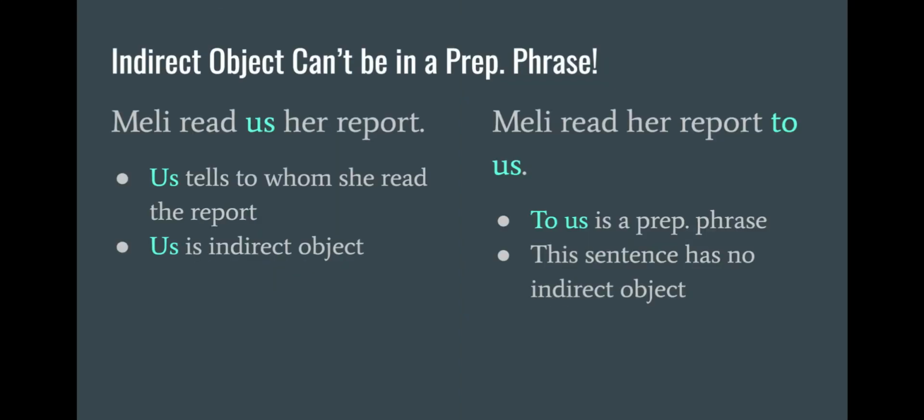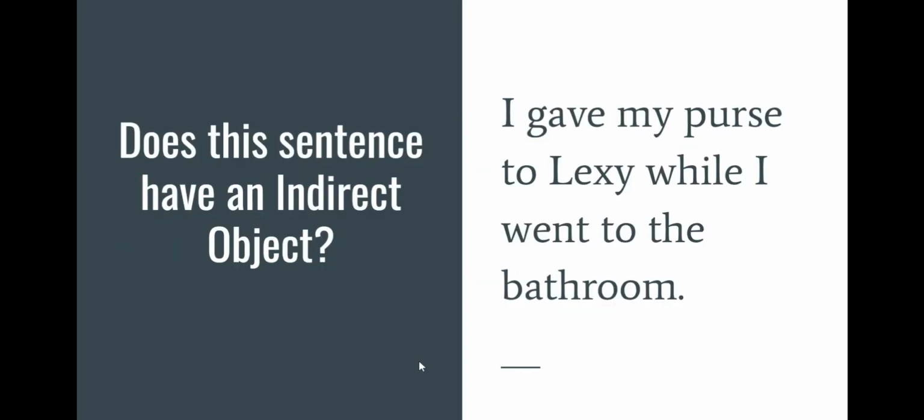Just like everything else, the indirect object cannot be inside a prepositional phrase. So the example from the first slide, Melly read us her report, has us as the indirect object because it tells to whom she read the report. On the other hand, if you said Melly read her report to us, that is a prepositional phrase. So this sentence has no direct object. If what you think is the indirect object comes right after the word to or right after the word for, it's not actually going to be an indirect object because that is a prepositional phrase. So keep that in mind.